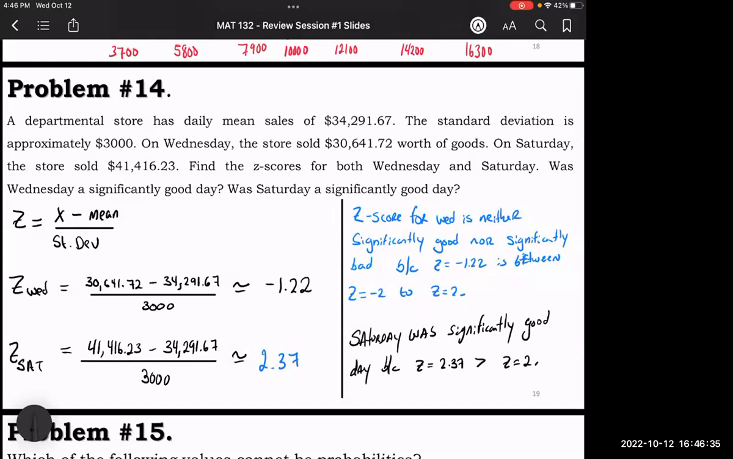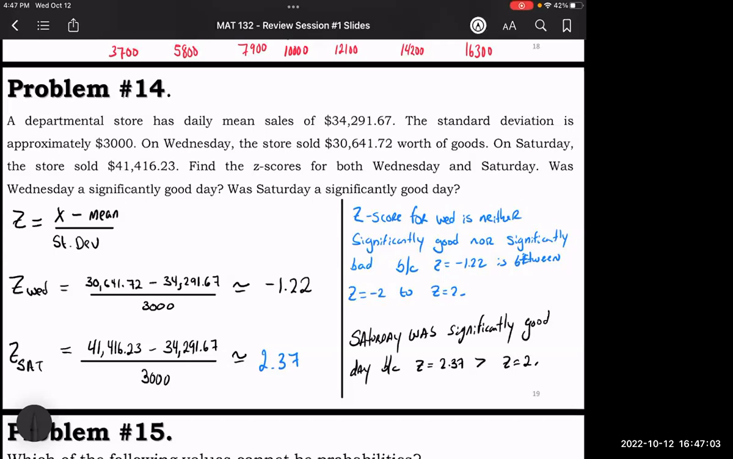Now, let's say we did a Monday z-score, and let's say that Z Monday comes out to be -2.5. Would it be significant or not significant? -2.5. Yeah, Lauren, you're right. -2.5 would be significant. Yep. Significantly bad, because it would have been less than -2.